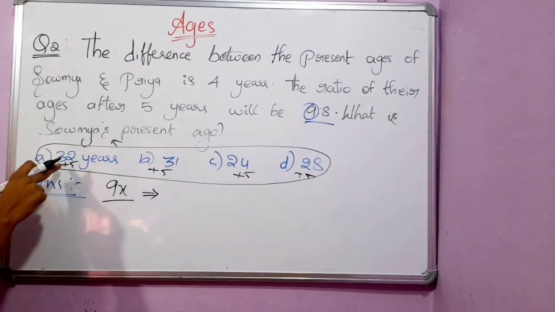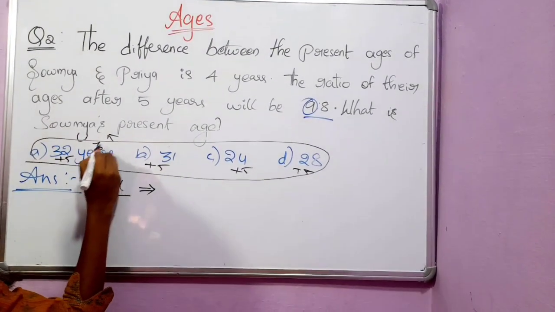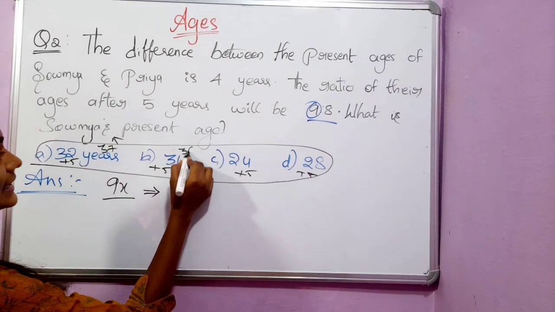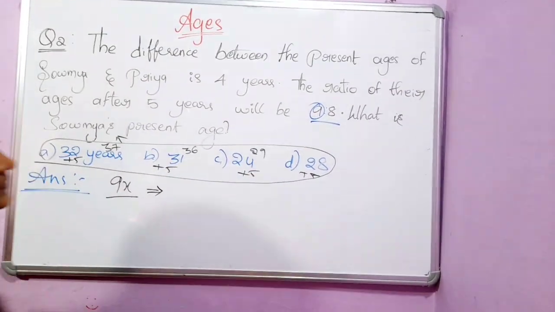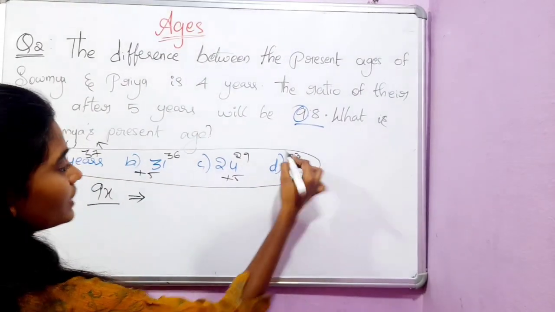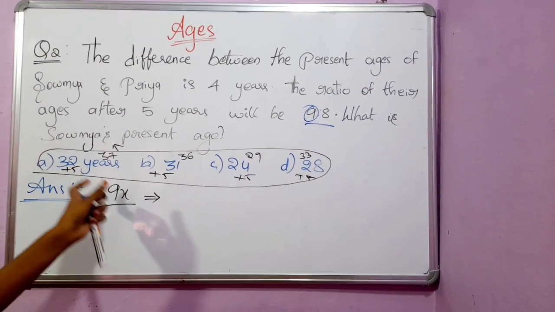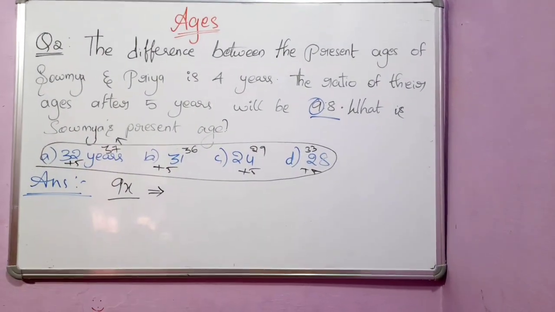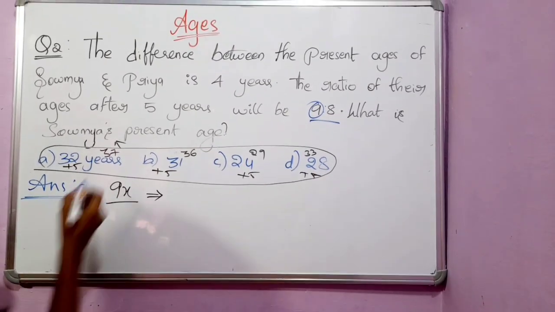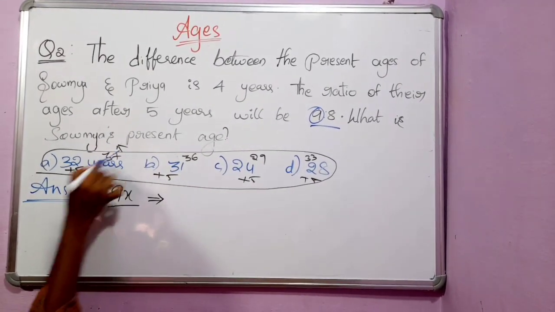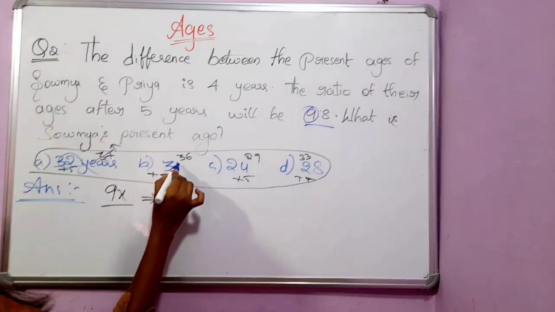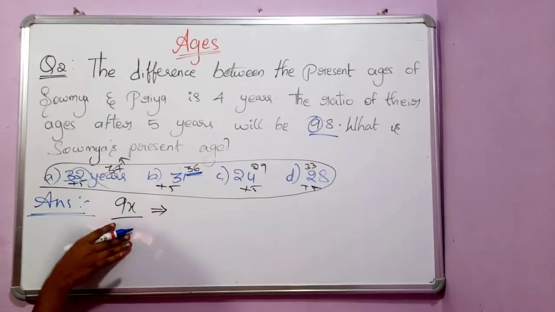And now 32 plus 5, it was 37, and here 36, here 29, and here 33. And now observe carefully, find the numbers which are divisible by 9. If you observe carefully, 37 is not a multiple of 9. Okay, we have to remove this number. 36 is a multiple of 9.